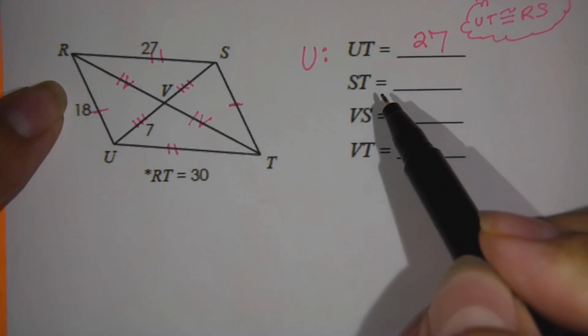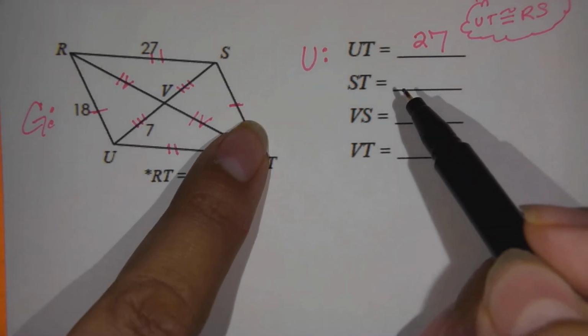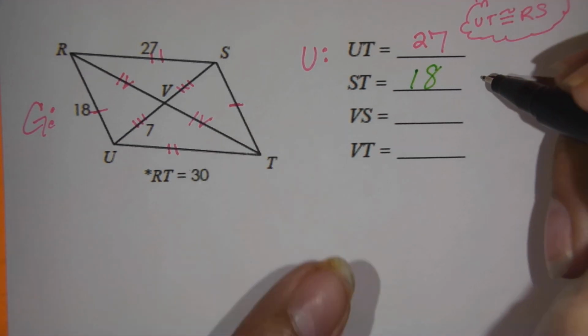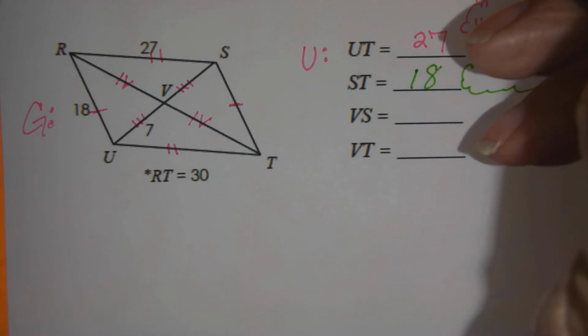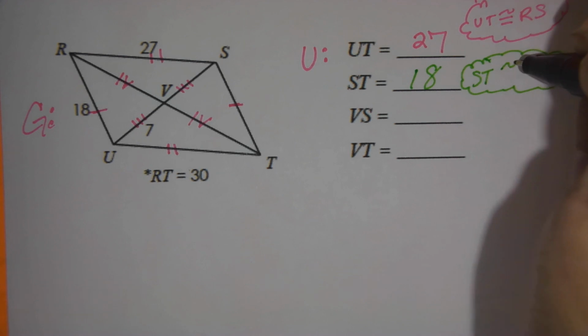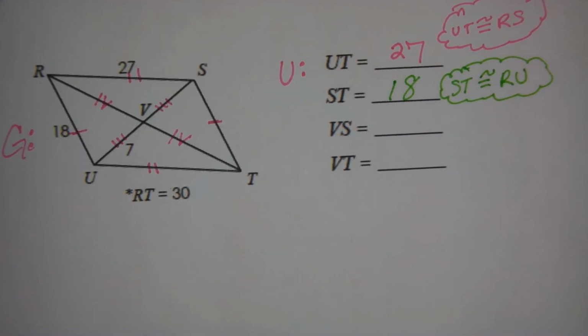So ST and RU are congruent, which means if this is 18, then this is also 18. So I'm going to go ahead and make that, and then I'm going to make my little note here, because these are my notes and I don't want to forget where these numbers are coming from. So ST is congruent to RU.